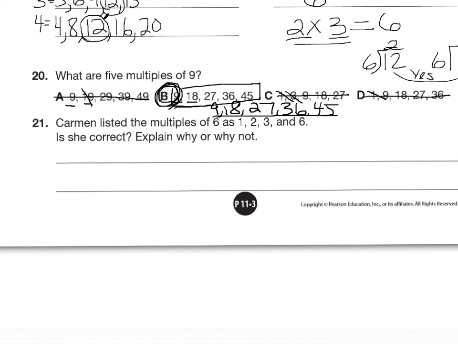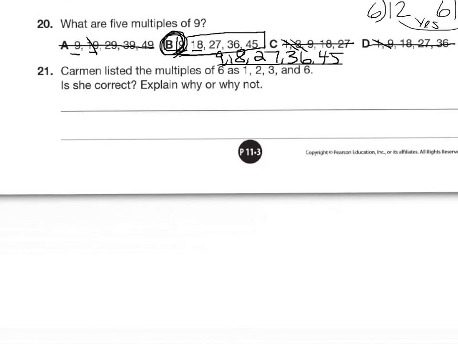Alright. Carmen listed the multiples of 6 as 1, 2, 3, and 6. Is she correct? Explain why or why not. Remember, if it's smaller than the number you're looking at, then it cannot be a multiple. So you could explain it that way. The numbers 1, 2, and 3 are smaller than 6, therefore they cannot be a multiple.